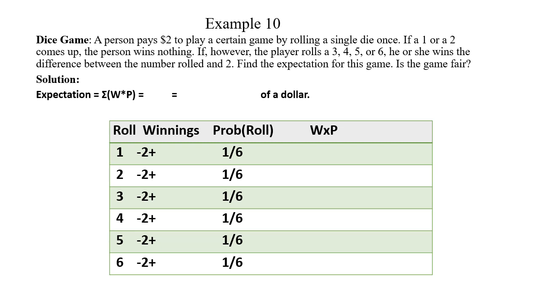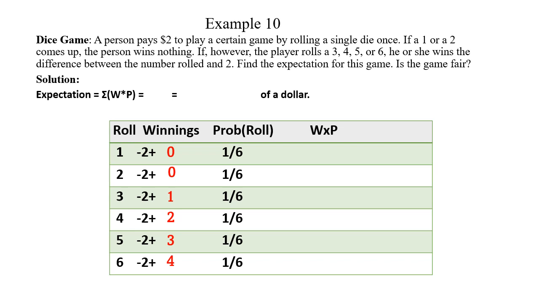So first of all, we know that if 1 or 2 appears, we win nothing. Keep in mind, this $2 that we're losing is the price of the ticket. So in each roll, we're losing $2. So that's where the minus 2 is coming from. Now, 3 appears. 3 minus 2, that's 1. So we're winning 1. 4 minus 2, that's 2. We're winning 2. 5 minus 2, that's 3. And 6 minus 2, that's 4.